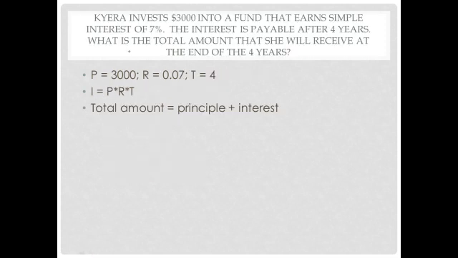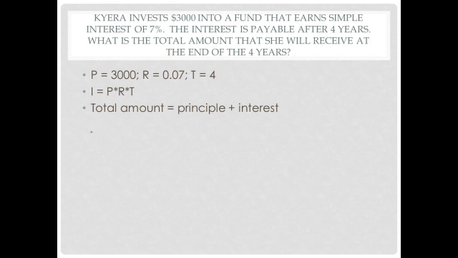All right, let's take a look at this one. Kiara invests $3,000, there's your principal, into a fund that earns simple interest of 7%. The interest is payable after 4 years. What is the total amount that she will receive at the end of 4 years? First of all, we need to calculate the amount that she's going to receive in interest. But the question asks for the total amount after 4 years, so to fully answer the question, I will have to add the principal plus the interest to find the total amount calculated after those 4 years.